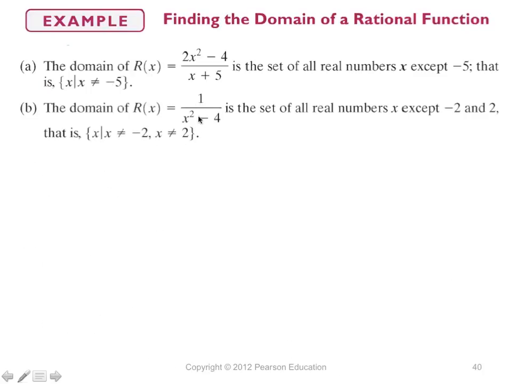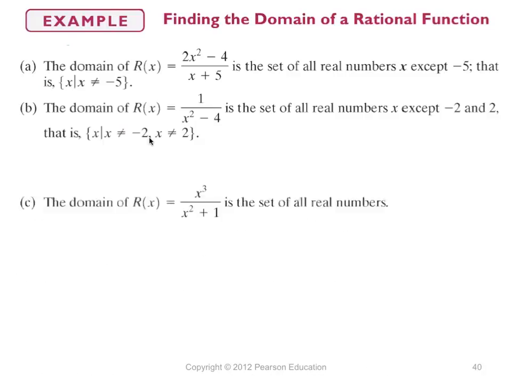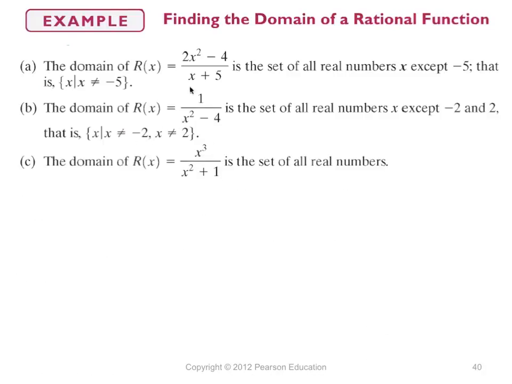And then if we look at this one right here, we have 1 over x squared minus 4. This is the difference of two perfect squares. X squared minus 4 factors into x plus 2 times x minus 2. So we know that we need to exclude the numbers negative 2 and positive 2. So our domain is x such that x is not equal to negative 2, x is not equal to positive 2.